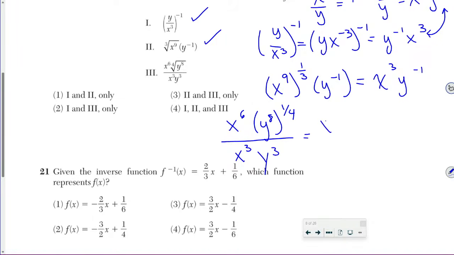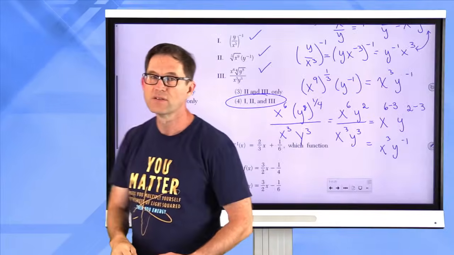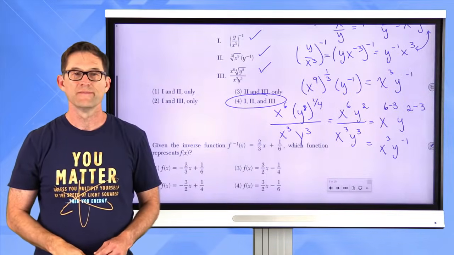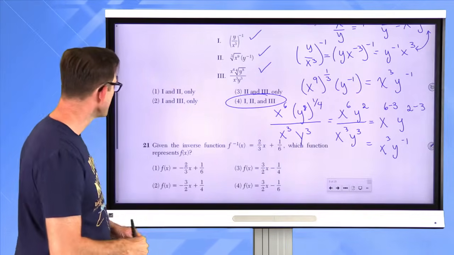All right, so the only thing I really have to do immediately is do that y to the eighth to the 1/4, and that's going to be y to the second, all over x to the third, y to the third. Now I can use my subtraction property. That's going to be x to the 6 minus 3 times y to the 2 minus 3. And that's going to be x to the third times y to the minus 1. And that is equivalent as well. So it is choice 1, choice 2, and choice 3. Awesome. Okay, let's take a look at 21.